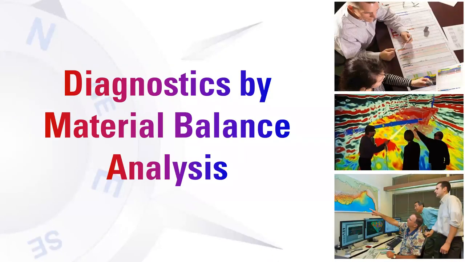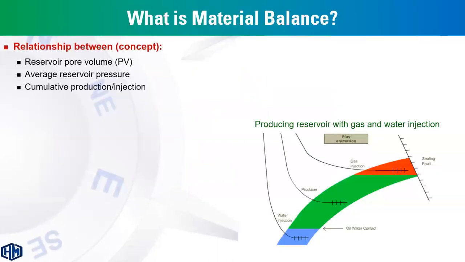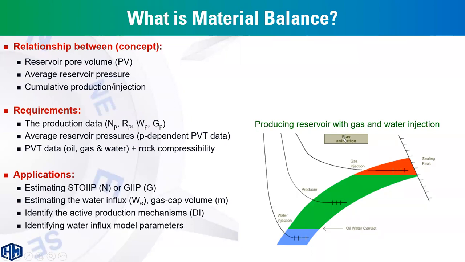And another technique is the material balance application for reservoir management. So a material balance is simply a relationship between the reservoir fluids, average reservoir pressure, and the cumulative production or injection operations. If we look at this example, we have a three phase reservoir, oil zone, and we may have gas injection or a gas cap, and also a water aquifer and or water injection. This is the typical reservoir system.